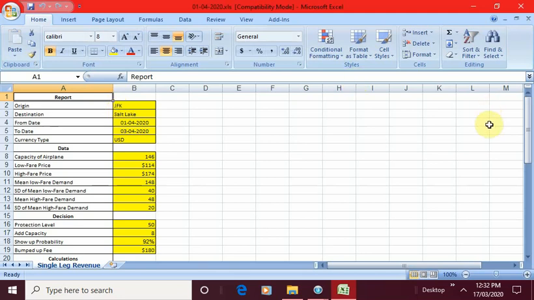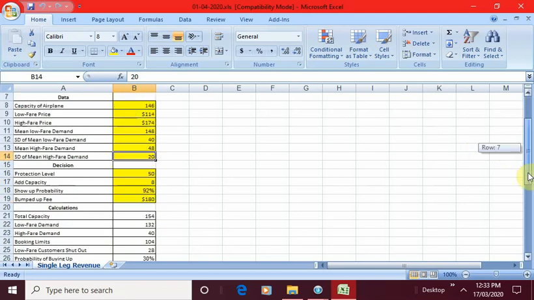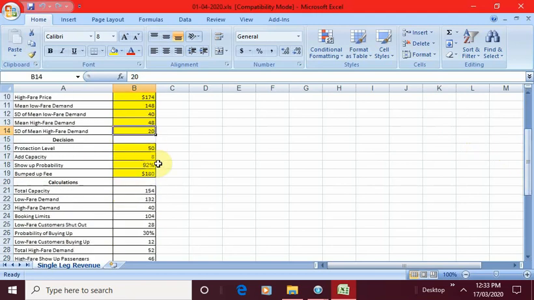This was the data input for the 1st of April and JFK. This is the number of figures. This was the demand: low fare demand with mean and standard deviation, and high fare mean and standard deviation, which was entered. Then we entered the protection level at the capacity to 8, and 92% was the show-up probability for the high fares, and $180 was the bumped up fee.